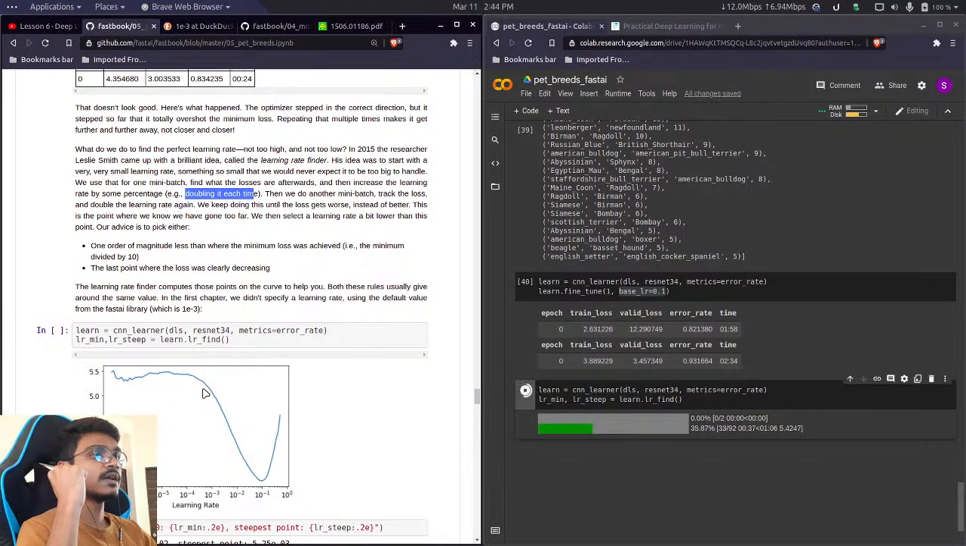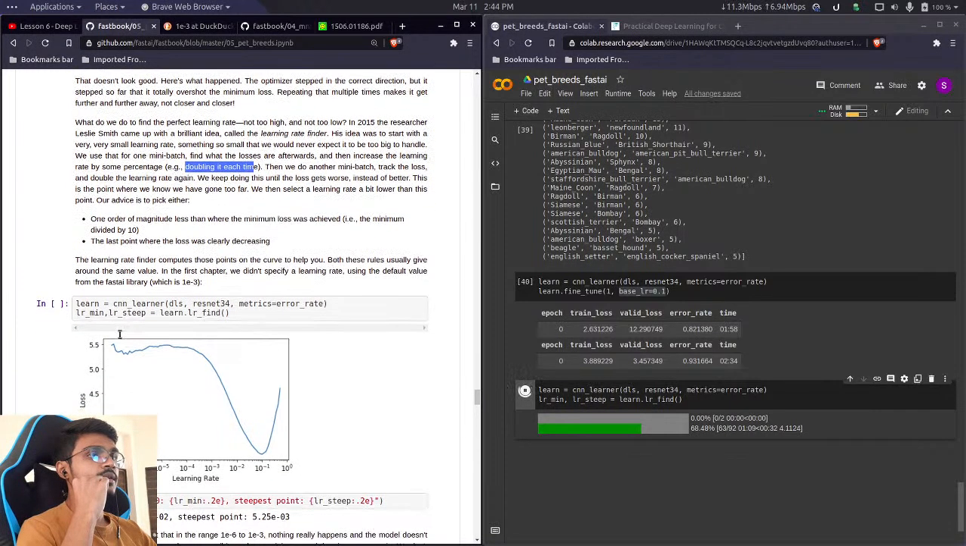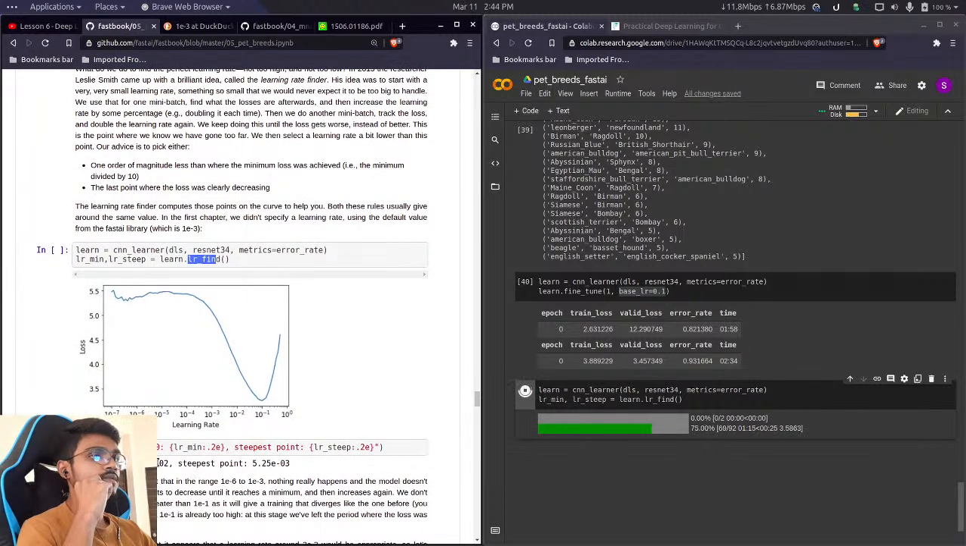So as we are doing that, after some time the loss starts to get lower and lower until it reaches a point after which it starts to get worse again. So this is the minimum loss. What this function returns is lr_min and lr_steep.